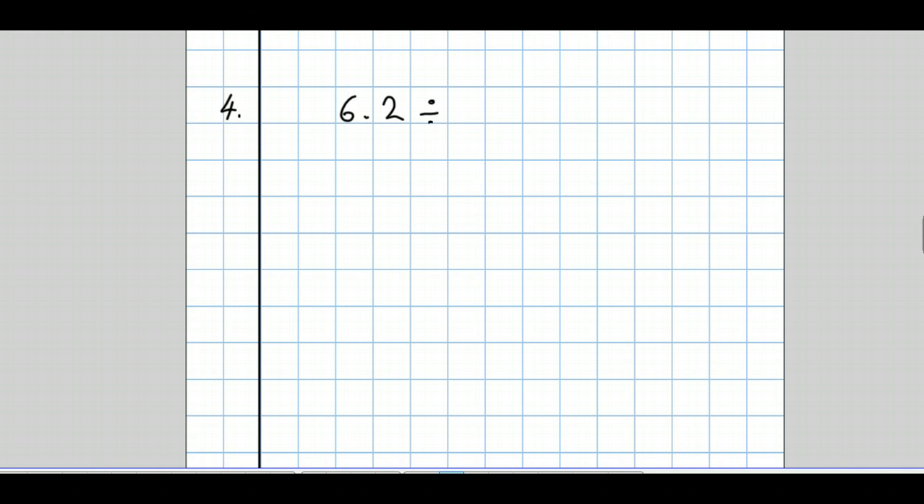6.2 divided by 0.4. Now here we have a bigger problem. We don't divide by decimals. So what I'm going to do is I'm going to turn that into a whole number by making it 10 times bigger. But it won't be the same question. Dividing by 0.4 is not the same as dividing by 4. So how do I keep it the same question?